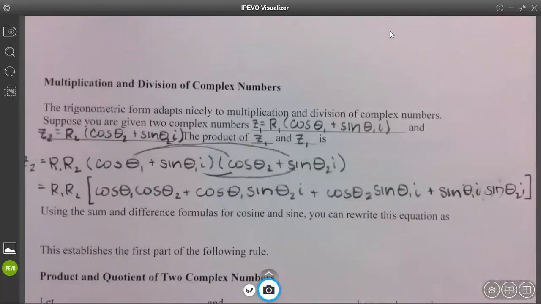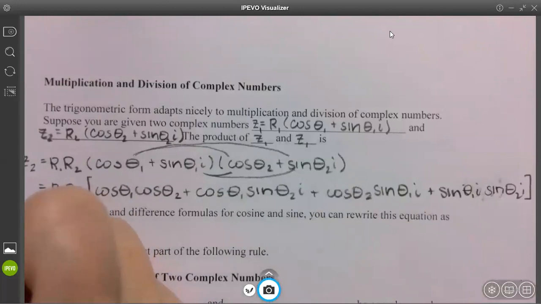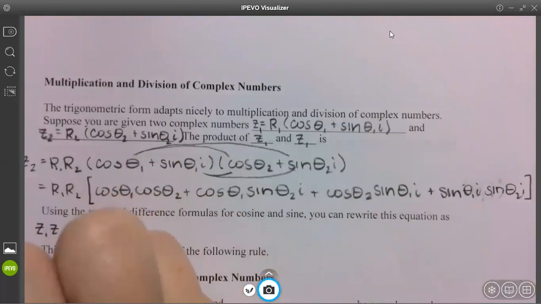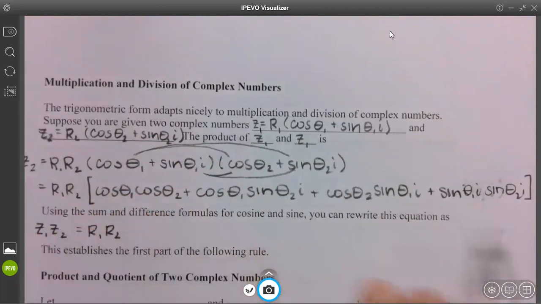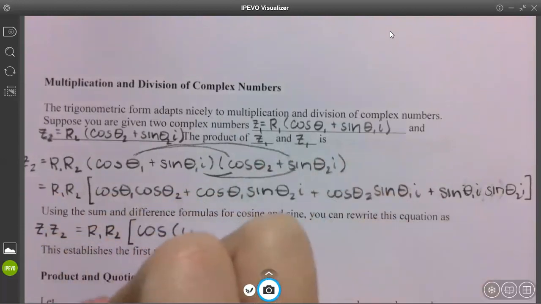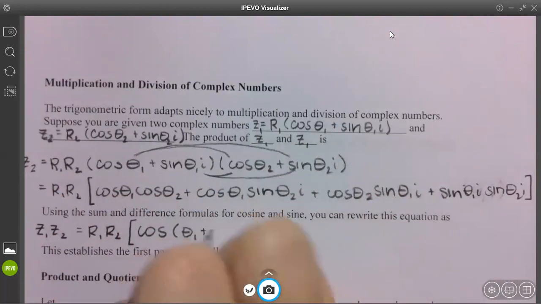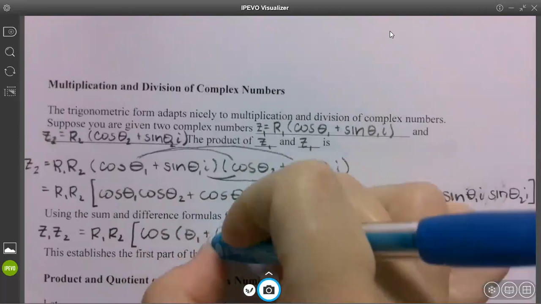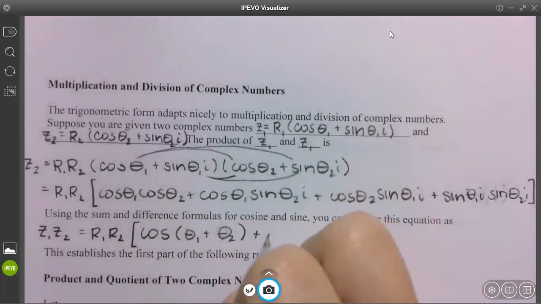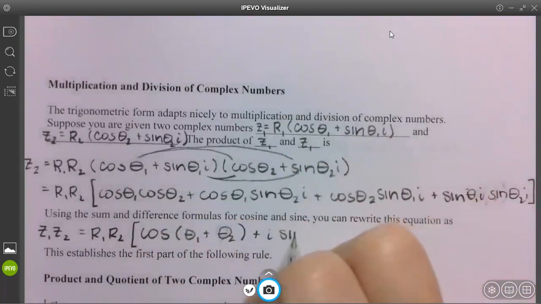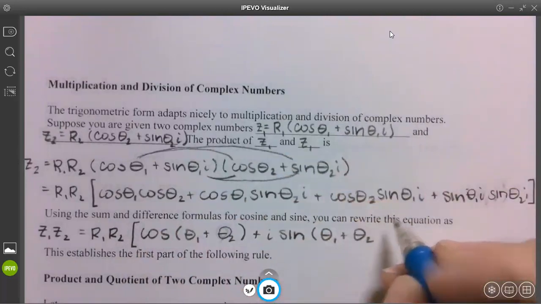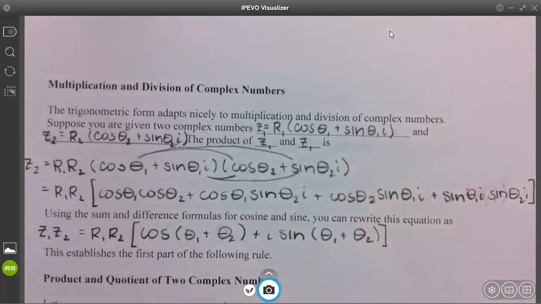Using the sum and difference formulas for cosine and sine, you can rewrite this equation as Z1 Z2 equals r1 r2 times cosine theta 1 plus theta 2, plus i sine theta 1 plus theta 2. This establishes the first part of the following rule.